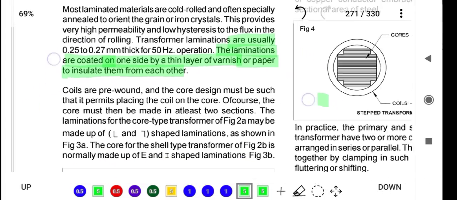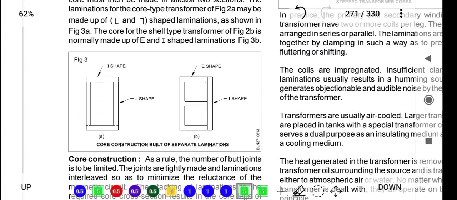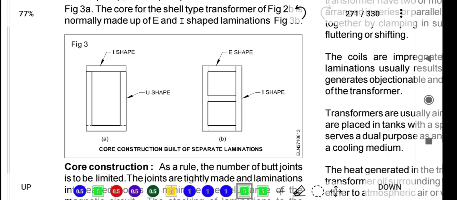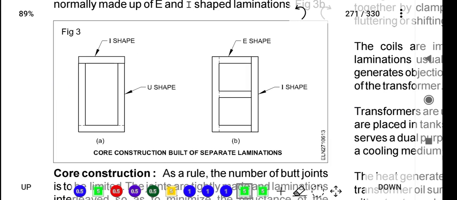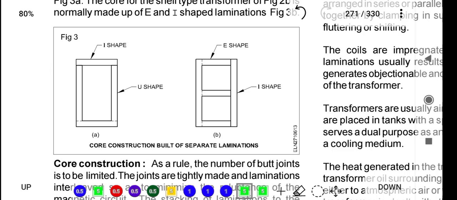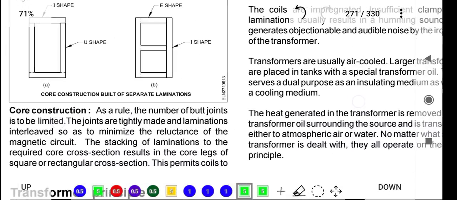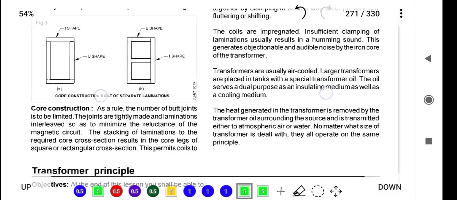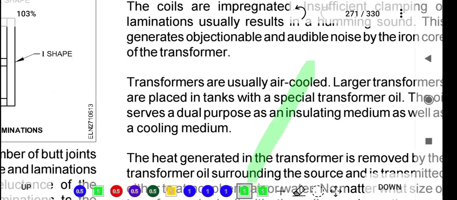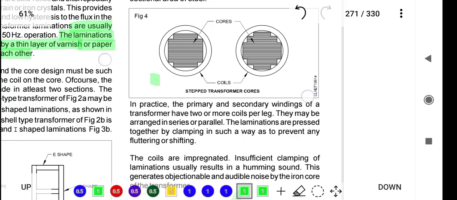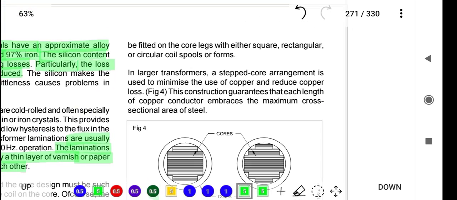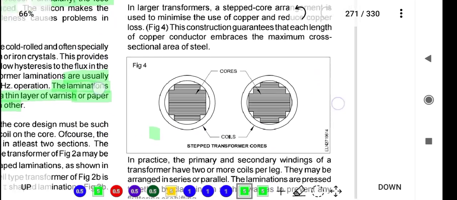So friends, this is a core construction built of separate laminations, I shape, E shape, U shape. These are the laminations. This is not important. The important one is next. One more point is there here, this is the important point.